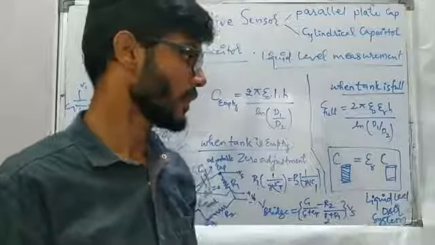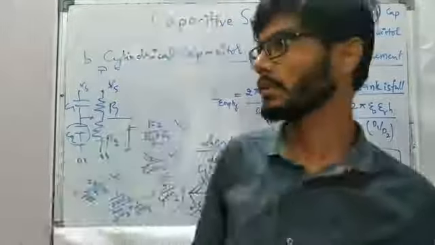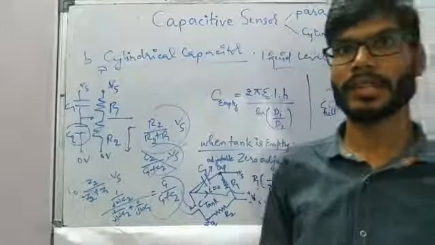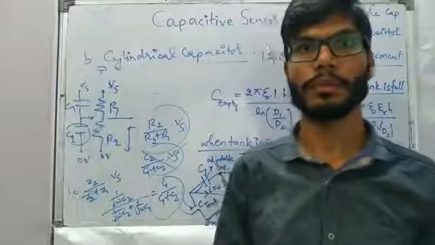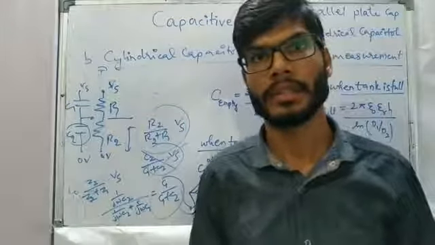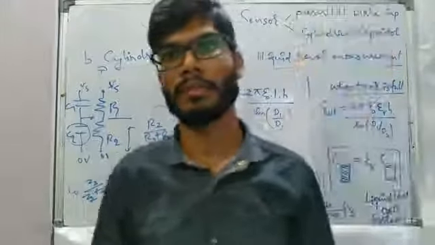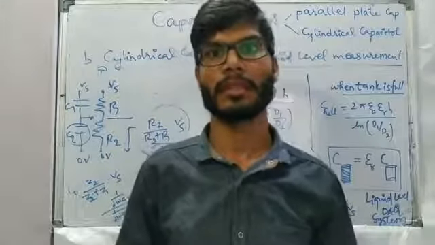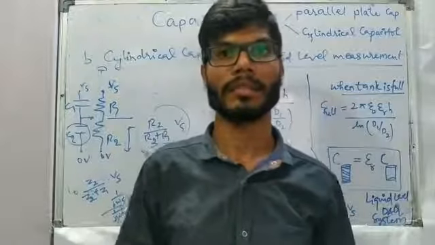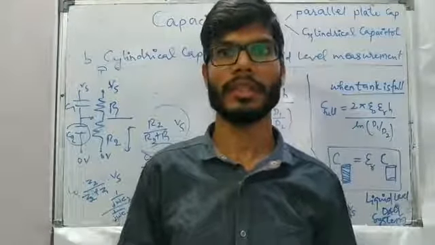This is also an example of a data acquisition system, known as a liquid level data acquisition system, because in this case we take the input data as the liquid level inside the tank, and the output we produce as per our own requirement. So that's all for today. We have completed the cylindrical capacitor as well as the parallel plate capacitor. With this, capacitive sensors are over, and tomorrow we are going to begin with inductive sensors.